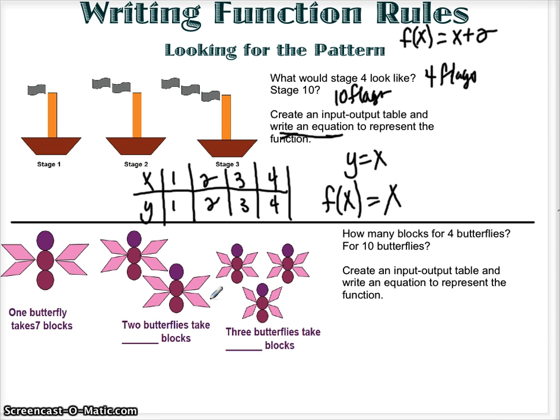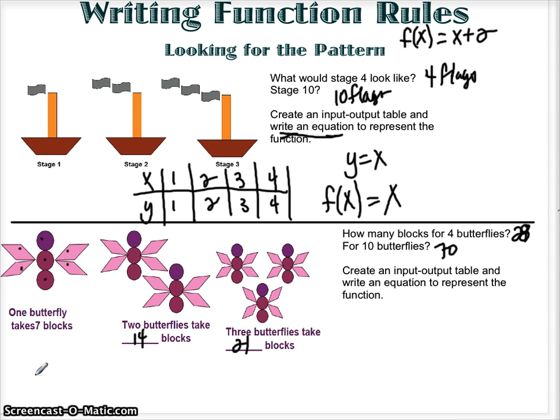Okay, the second example here, one butterfly takes 7 blocks, 1, 2, 3, 4, 5, 6, 7. So 2 butterflies, 7 and 7, would take 14 blocks. 3 butterflies take 7, 7, and 7 is 21 blocks. So how many blocks for 4 butterflies? 7 times 4 is 28. 10 butterflies, 10 times 7 is 70.